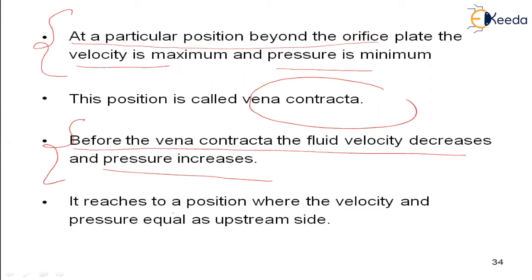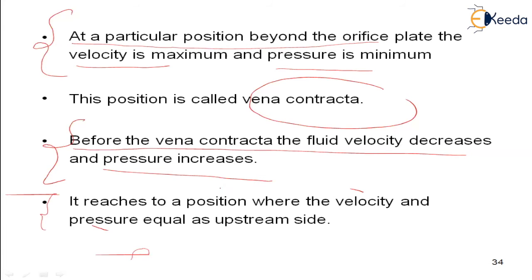Finally, the flow reaches one position where the velocity and pressure are equal to the upstream side. The liquid moving in from the beginning end is called upstream, and the liquid that is coming out is called downstream. So the initial side is called the upstream, my dear students.